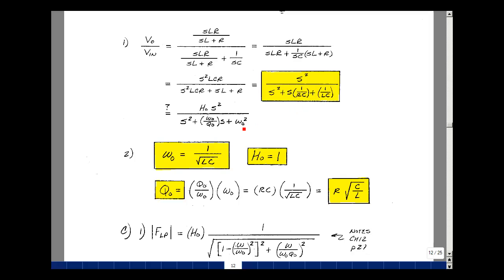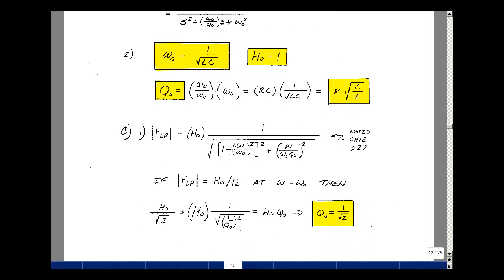And then Q naught I can get from this term, so take the reciprocal of this term, which is Q naught over omega naught, and multiply by omega naught, and then we can get the value of Q naught. So this term reciprocal is just RC, and then 1 over square root of LC for omega naught. This is the same as our last calculation. So this is going to be the square root of C squared. It's going to cancel with one of these C's, and I just have R times the square root of C over L.